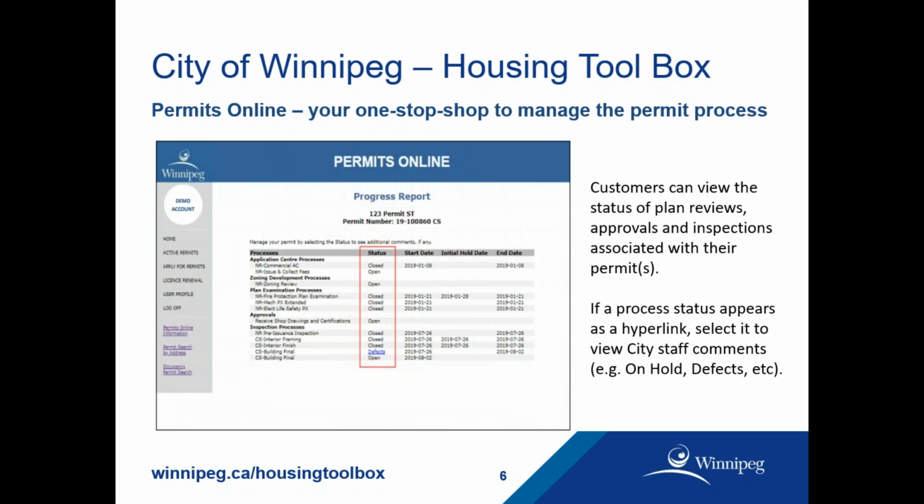So when you go into permits online, it's sort of your one-stop shop where you can see all of your active permits and things you can apply for. You can view the status of plan reviews. You can look to see if something's been on hold. If a plan review is on hold pending further documentation, you can see what those documents are that are required to be submitted. And again, you can upload and submit these documents through the permits online system.